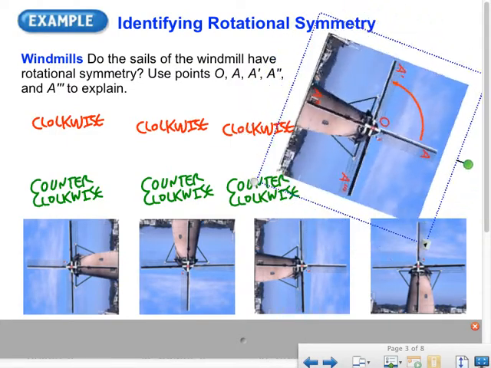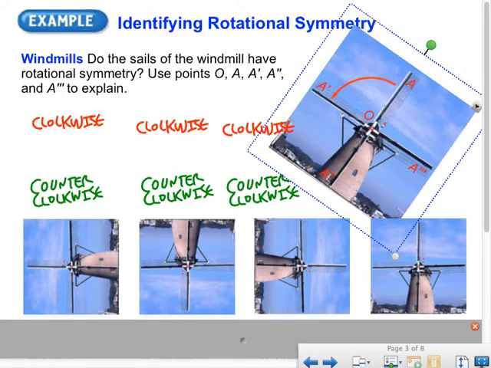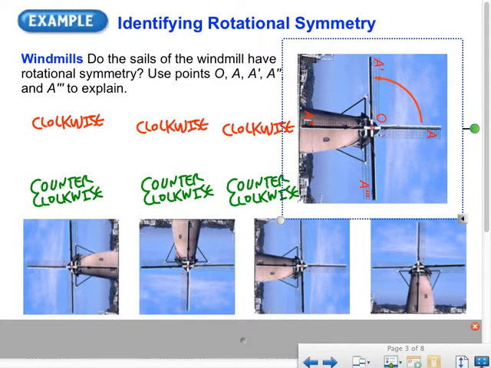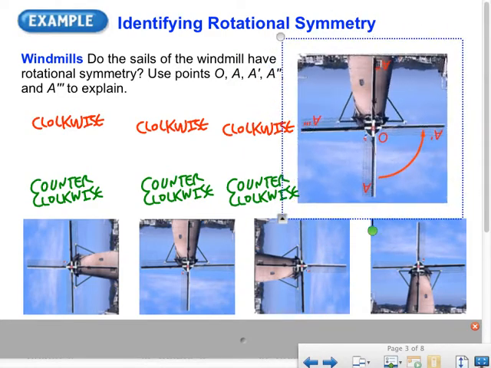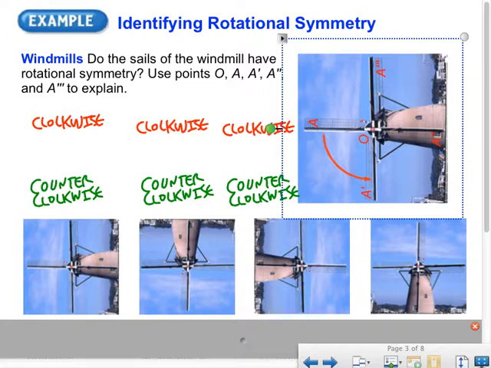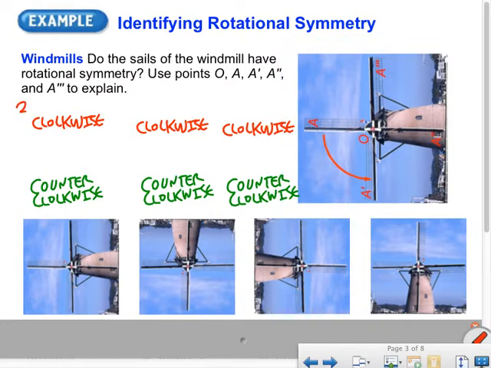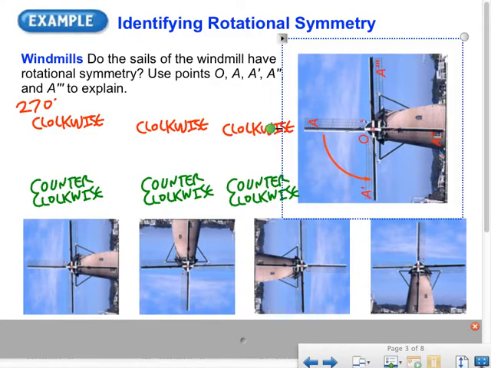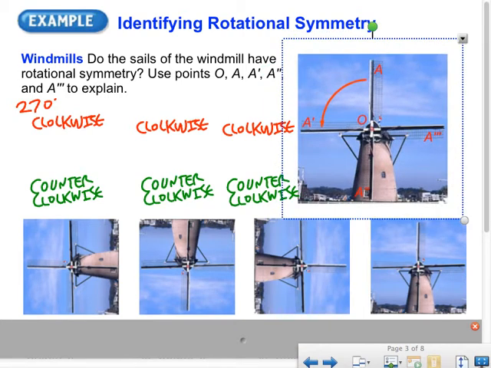So each quarter turn is how many degrees? 90. Am I matching my picture on the left? No. So how many degrees did I rotate it now? 90 plus 90, so 2 times 90 is 180. So it's 180. Am I matching that picture on the left? No. So I need to rotate another quarter turn. So 270 degrees clockwise. Now, counterclockwise. So if I'm my original, and I rotate it counterclockwise, I'm going left, turning left.